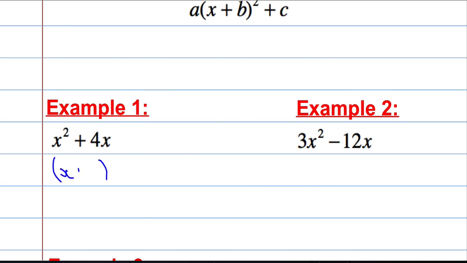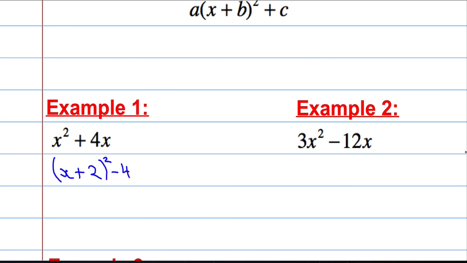This is positive, so this will be positive. And I need to half this number here, which gives me 2, and square it. Now if I was to expand this out, I'm going to end up with a plus 4 at the end. So squaring 2, we get 4. Let's get rid of that to make sure that we end up with just x squared plus 4x.